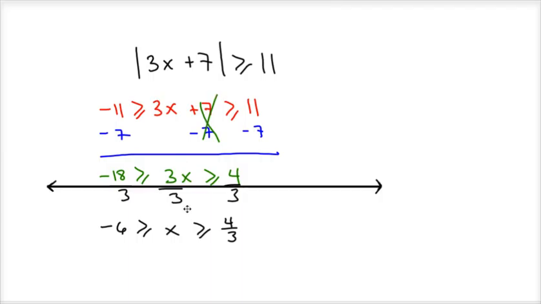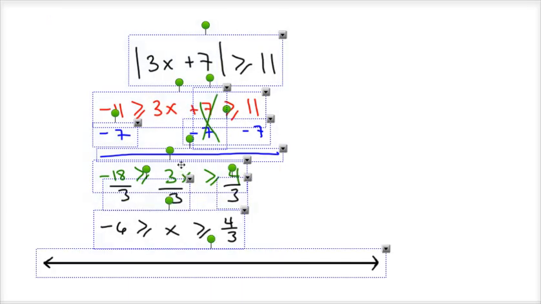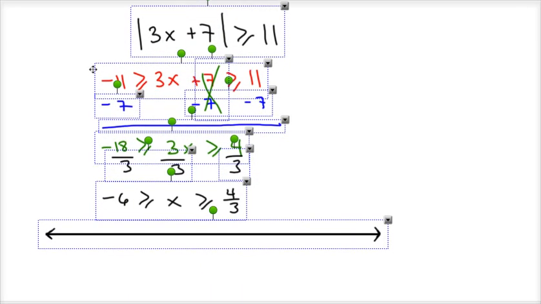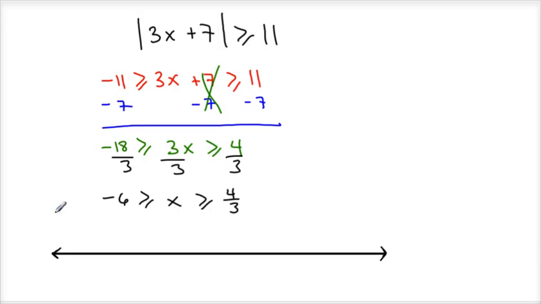Let's plot this on our number line here. Just going to bring this up a little bit. Okay, and we have negative 6, 4/3, closed circles. x is less than or equal to negative 6, going that way, x is greater than or equal to 4/3, going that way. Next example.